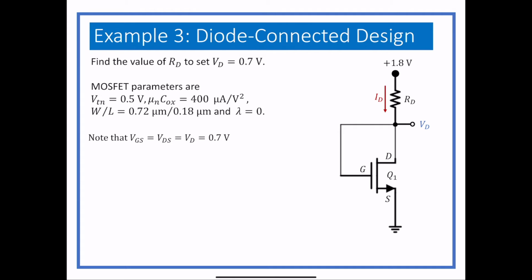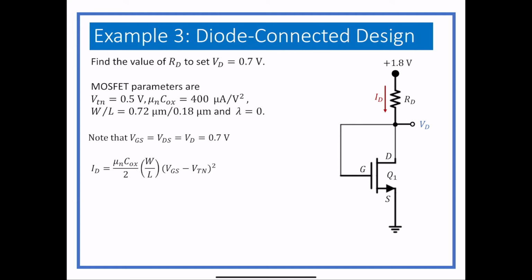So this particular circuit has 3 voltages that are all the same because of how it's wired. So we can use the diode equation to figure out what current we would have. If we figure out the current, then we can figure out the resistor value, because we know the voltage at the top is 1.8 volts. We know the voltage below RD is supposed to be 0.7. So all we need to do is find the diode current, and then we can solve for the resistor value.